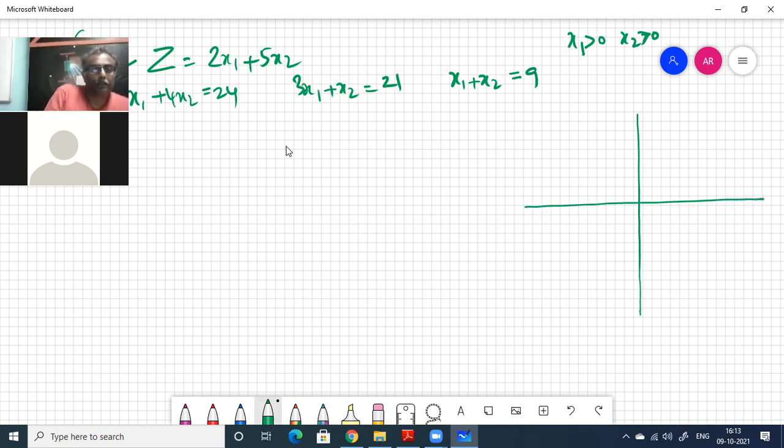Okay, that's one. Now let us do some work. Okay, how to find out the solutions for x1 and x2. In this case, this is a linear equation. Okay, first linear equation.